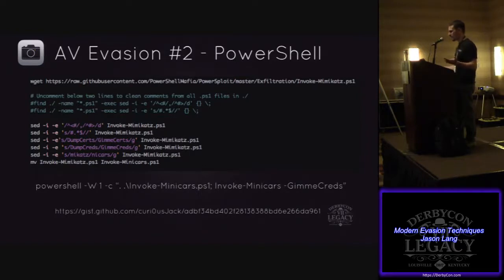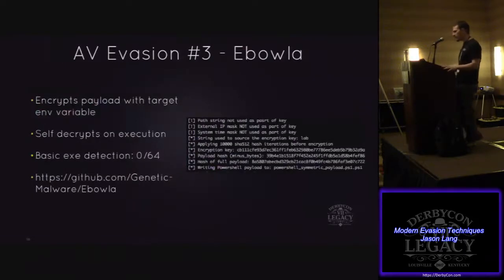is that you simply, the first sed line there, we're just getting rid of the block comments, then we're getting rid of single line comments, and then we're changing dump certs and dump creds to gimme certs and gimme creds. And I'm getting rid of Mimikatz and replacing it with mini cars. And that's it. And that's how you call it. And like I said, last I checked, it worked against SEP 14. So, alright, and that's also out on my GitHub as well.